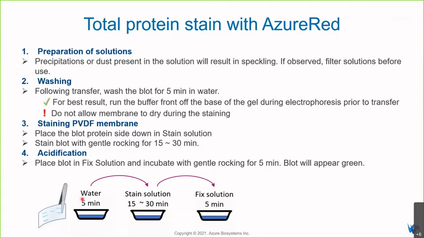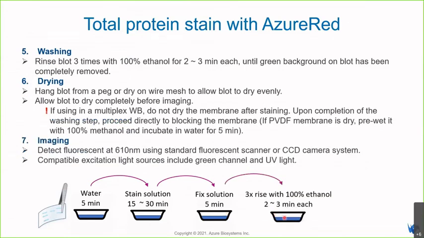After that, rinse it in water to wash out the transfer buffer. Stain the PVDF membrane in the staining solution, based on the protocol, for 15 to 30 minutes with gentle rocking. And after that, fix the staining in the fixing solution. At this moment, the whole blot will start to appear green in color. Then wash the blot 3 times in 100% ethanol for 2 to 3 minutes each until the green background on the blot has been completely removed.